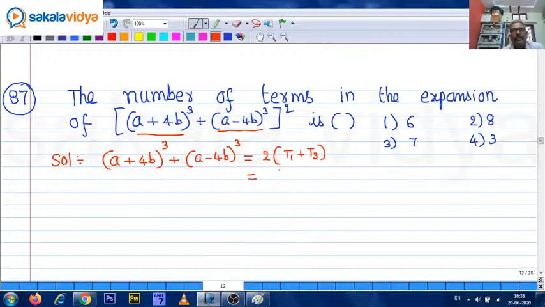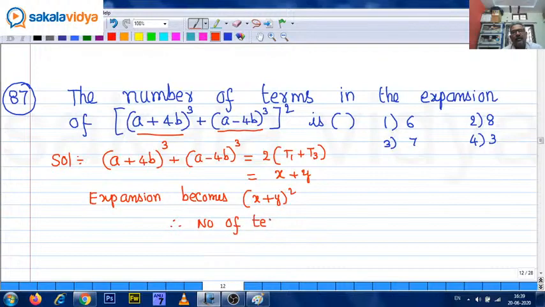That means you can say 2t1 is x, 2t3 is y. Now the expansion becomes the form x plus y whole square. Therefore number of terms is, it's a binomial, n plus 1, that is 2 plus 1, we get 3 terms. That means the fourth option is the right option.